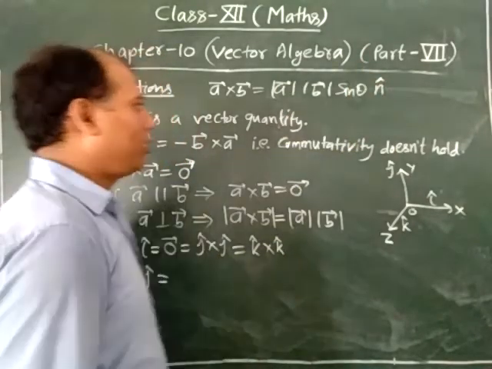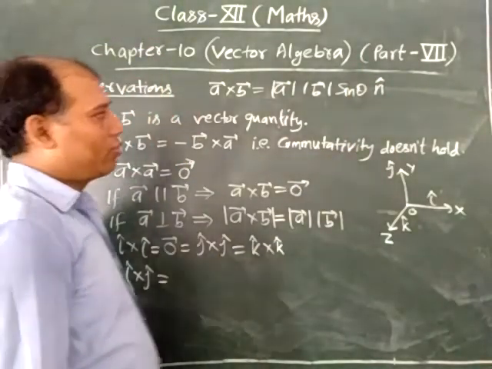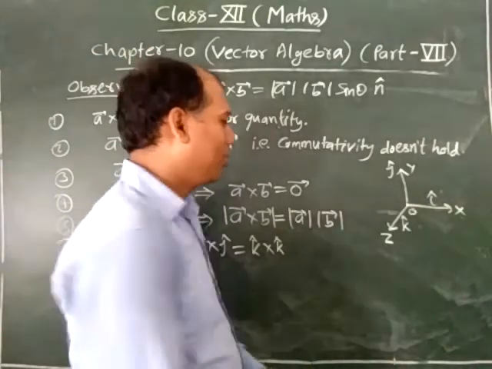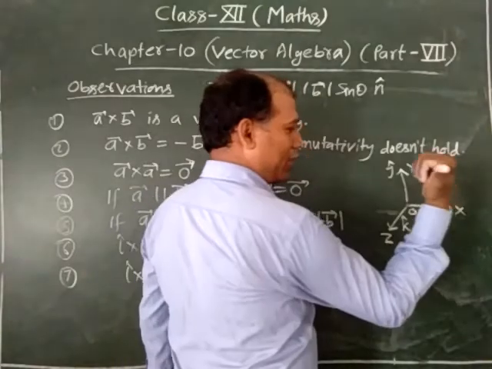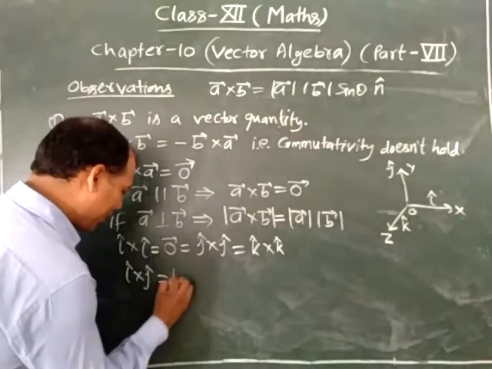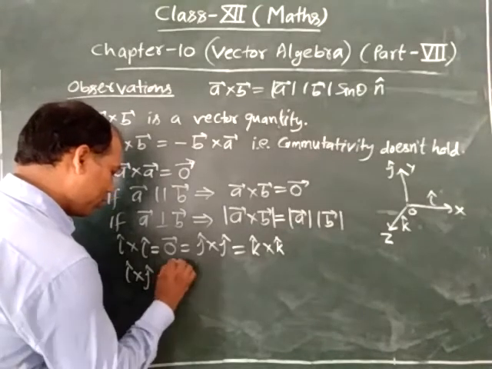Now we have only n cap. N cap is a unit vector which is perpendicular to both I and j, and this is along the z axis. So this is equal to k cap. So we get k cap.